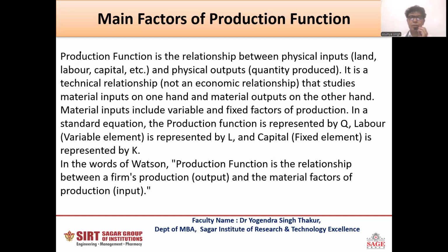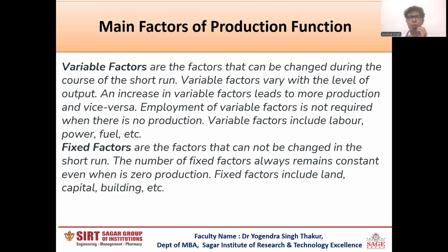The production function output is represented by Q. Labor, the variable element, is represented by L, and capital, the fixed element, is represented by K. In the words of Watson, production function is the relationship between a firm's production output and the material factors of production input. Main factors of the production function are, first, variable factors and, second, fixed factors.